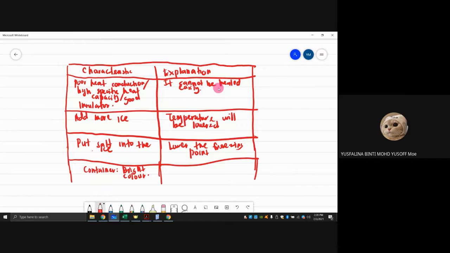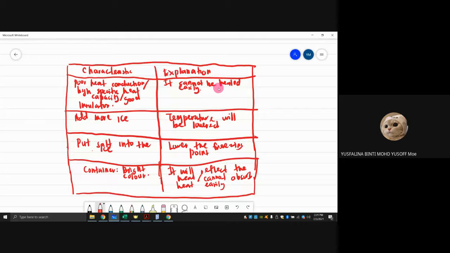So it will reflect the heat. And also it cannot absorb heat easily. And some of you said put a cover on the top of the container.